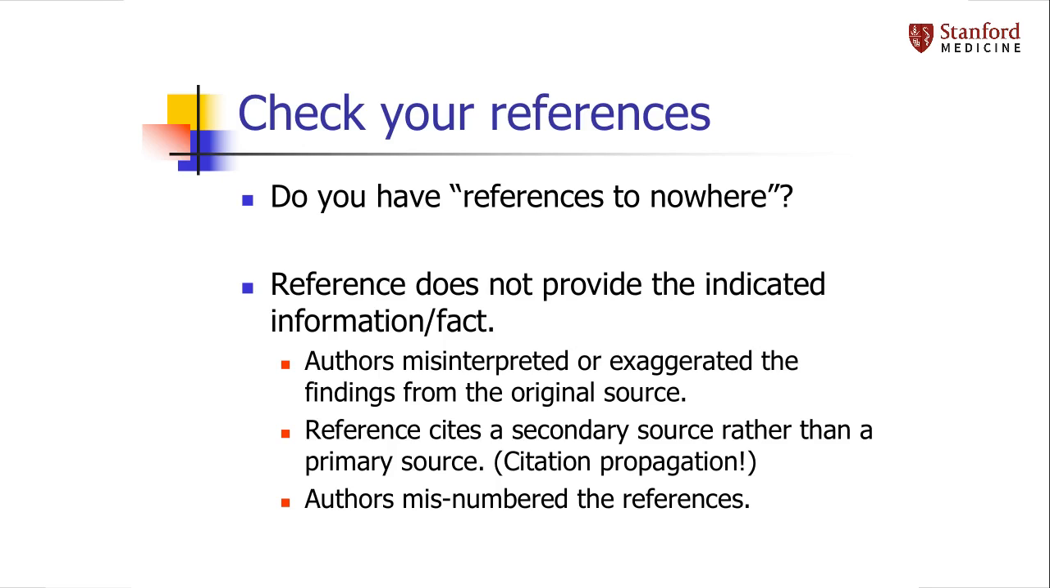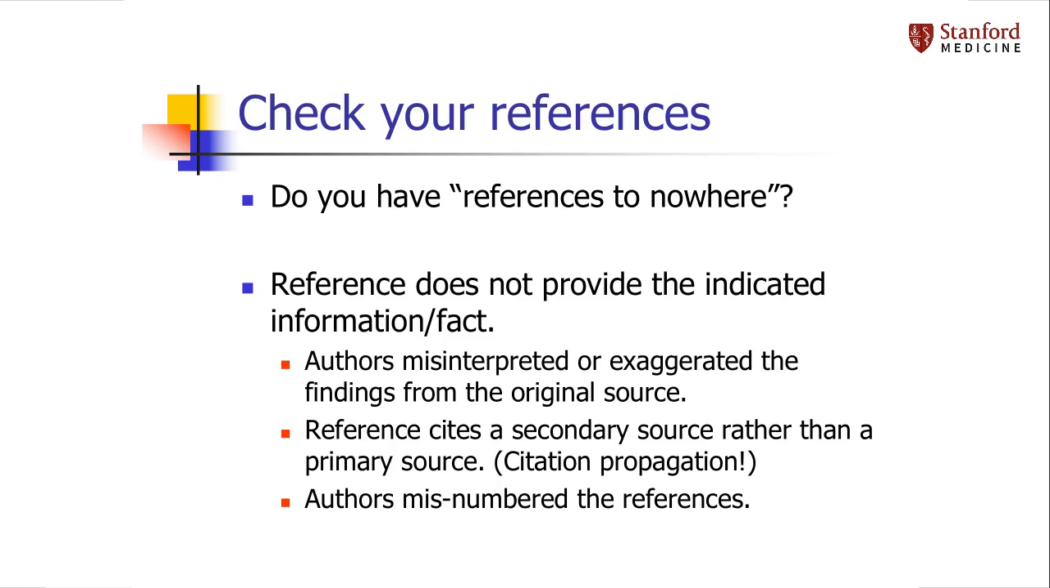Or authors cite a paper to support a particular statement, but that statement is not in fact supported by the original reference. It might be supported in some roundabout way, but not directly. Another common problem is that citing authors often cite secondary sources rather than original sources. I call this citation propagation.